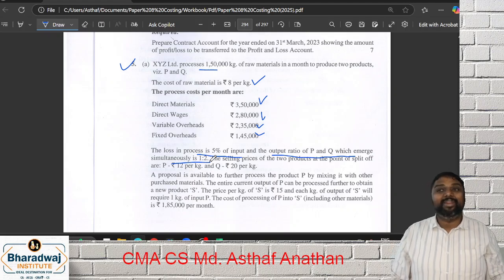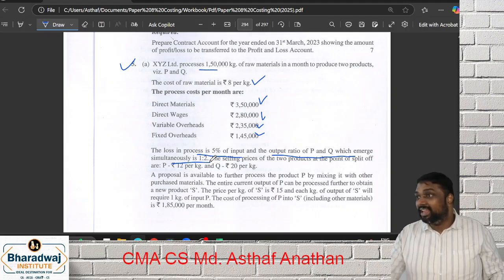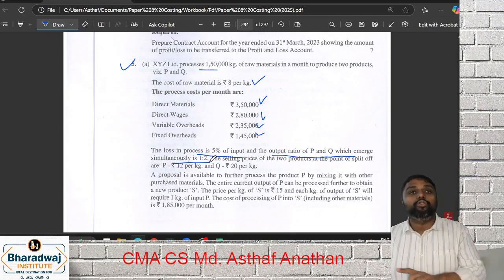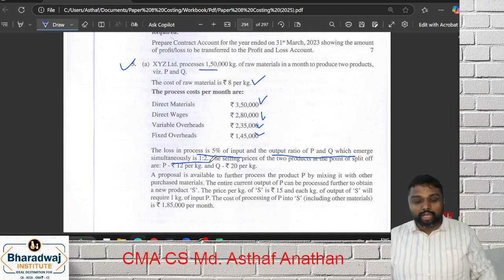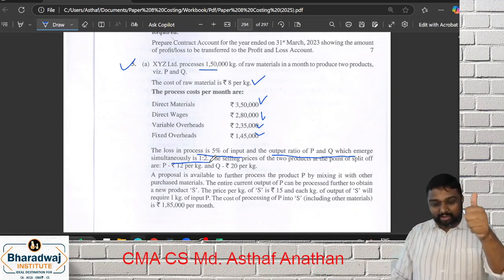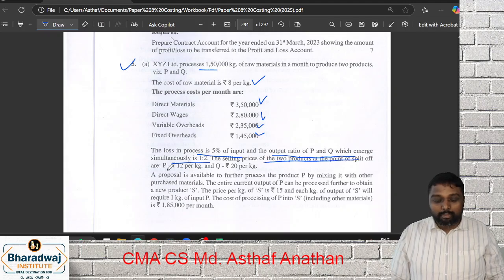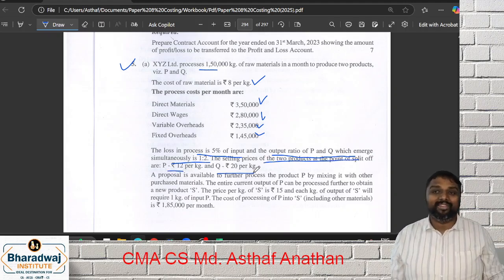Now they are telling it has to be apportioned in the output ratio of P and Q, 1:2. So they have given the unit indirectly. Sometimes they will give directly, here they have given indirectly. 1,42,500 is the output. So 1:2 means 1,42,500 into 1 by 3. You will get the unit of P. Very good. Now, selling price of the two products is also given. P at 12 rupees, Q at 20.